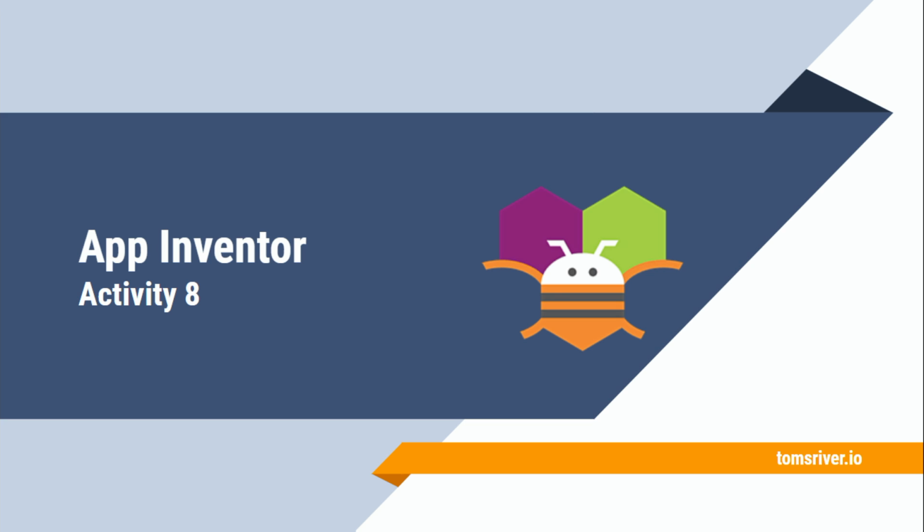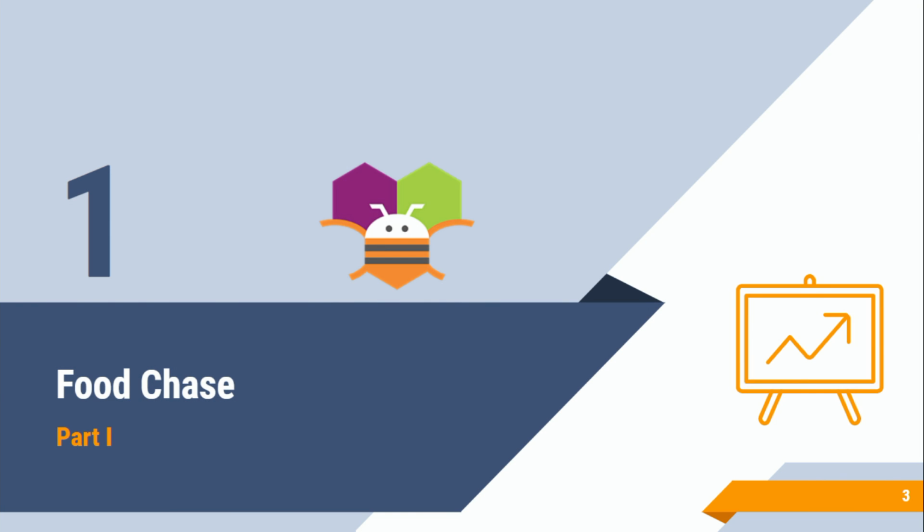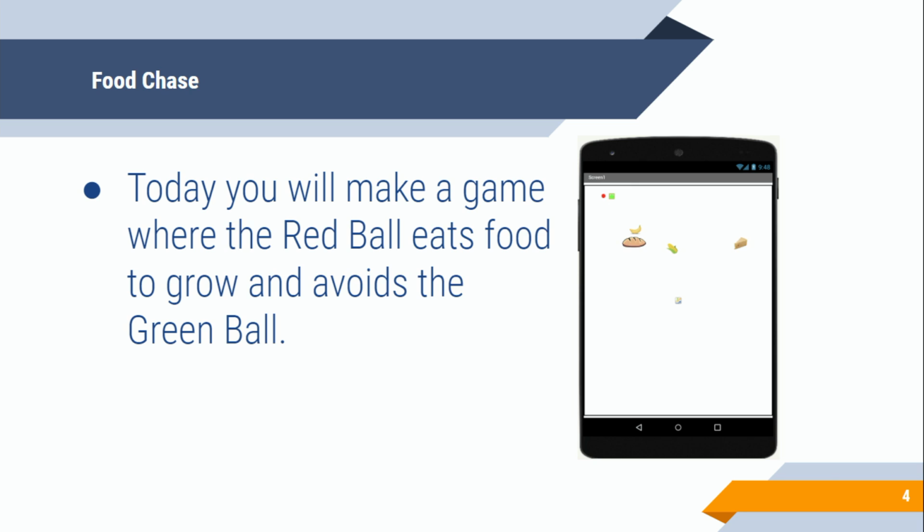In this video, we're going to write an app that uses sprites in a game. It'll also use sensors to control movement of sprites. So I'm going to start off this app for you, and then I'll let you work on the rest of it on your own. So, Food Chase Part 1.